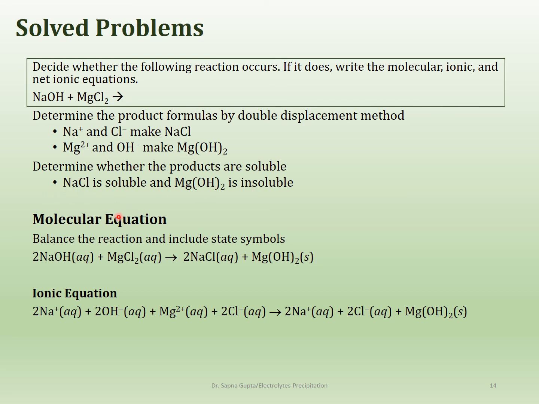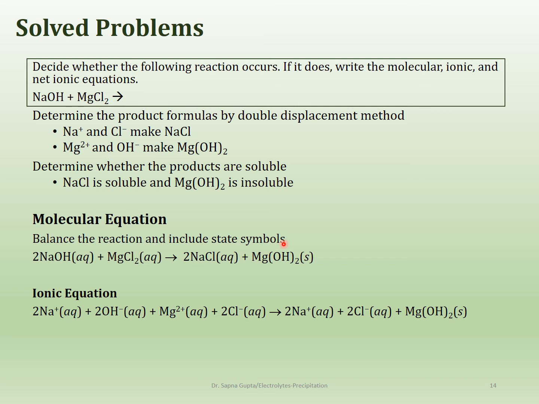The molecular equation for this is now sodium hydroxide, which is aqueous, and magnesium chloride, also aqueous. Both are soluble in water, and then you form sodium chloride, which is also aqueous because it is soluble in water, but magnesium hydroxide is the solid. That is the one that is insoluble in water. This is where you would also balance the equation.